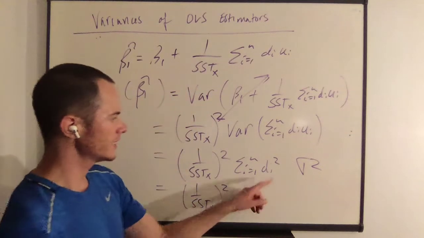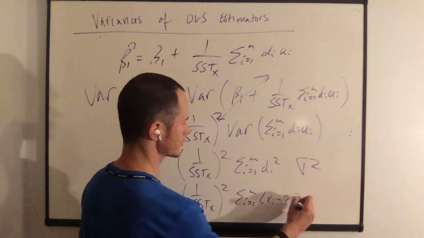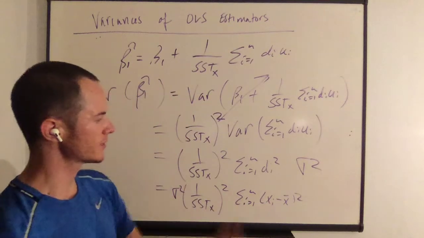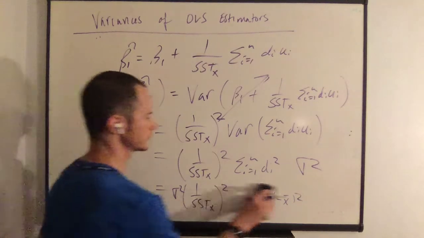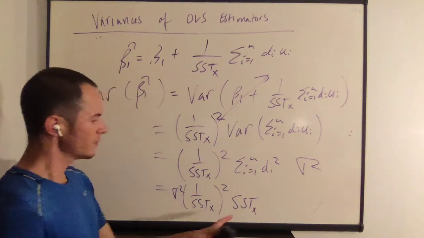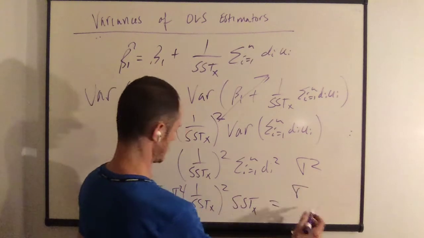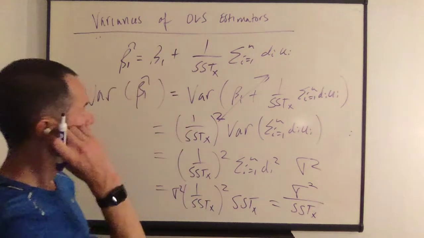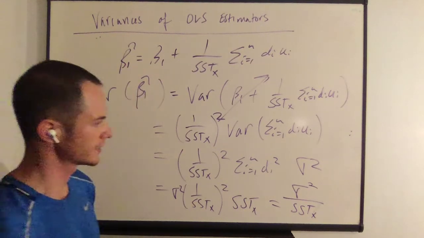What is the sum from i equals 1 to n of di squared? It's the sum from i equals 1 to n of (xi minus x bar) squared. We can put the sigma squared in front because that's not part of the sum. This is the total sum of squares of x, SSTX. So now we have SSTX times 1 over SSTX squared, which is equal to sigma squared over SSTX. All right, so that is the variance of beta 1 hat.